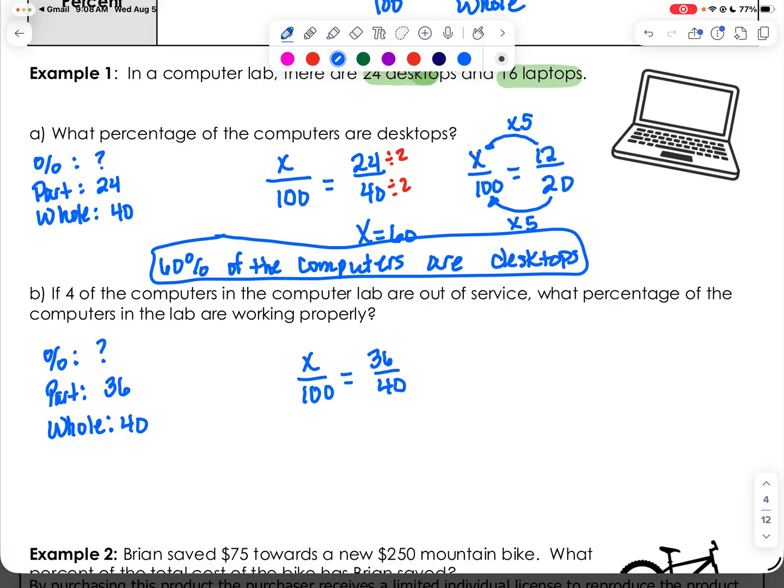Now what I want you to do is pause the video and try the rest of this problem on your own. You can look at the problem above to help you. When you're done, press play and come back and check your answers.